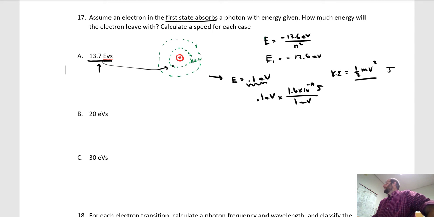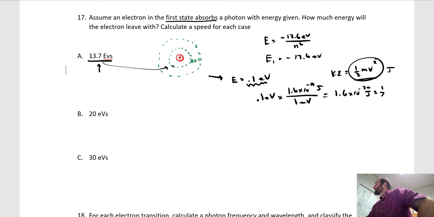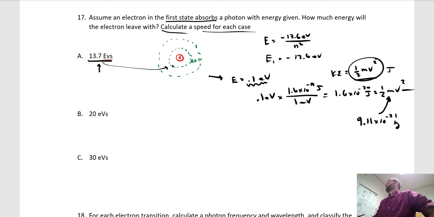Now, you're going to get a number. In fact, in this problem, that number is going to be 1.6 times 10 to the minus 20th joules. Now, you can equate that to the kinetic energy, because that's what that energy is going to be. So 1/2 mv squared, and for the m, use the mass of an electron, 9.11 times 10 to the minus 31st kilograms, and then solve this for v. That's going to be the speed of the electron. Part B, you do the same thing.